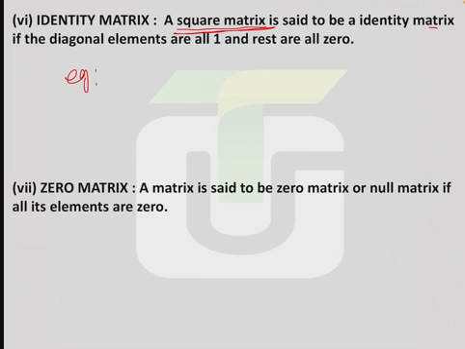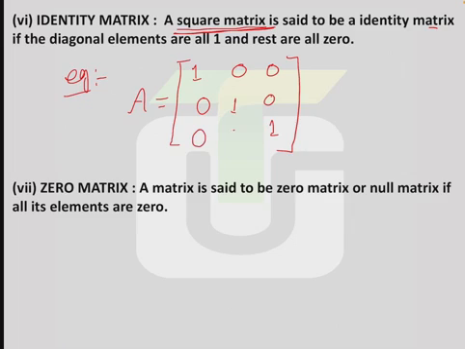Okay, so for example you can take, suppose A is equal to, diagonal elements are 1, that means this is 1, this one is 1 and this one is also 1, 0, 0, 0, 0, 0, 0, right? So diagonal elements, these diagonals are 1 and remaining elements are 0. So this type of matrix is called identity matrix.